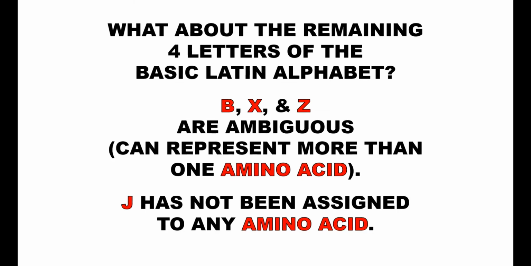What about the remaining four letters of the basic Latin alphabet? The letters B, X, and Z have ambiguous representations. In other words, they can represent more than one type of amino acid. And the letter J has not yet been assigned to any amino acid.